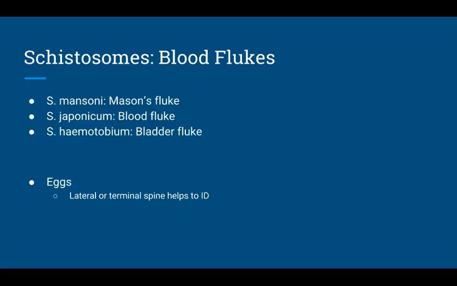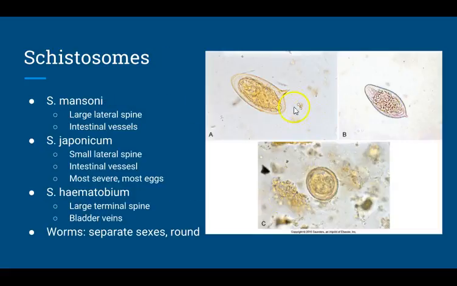Okay, you need to know the eggs and where these spines are. Mansoni has a large lateral spine, and it infects the intestinal vessels. So this is Mansoni, and lateral is on the side, so this is Mansoni.